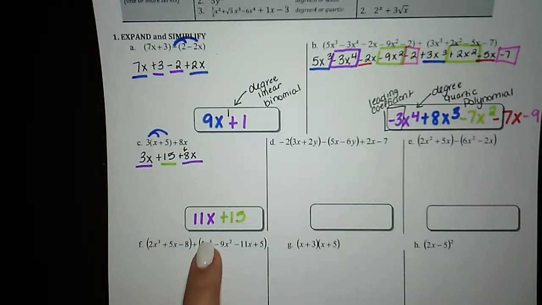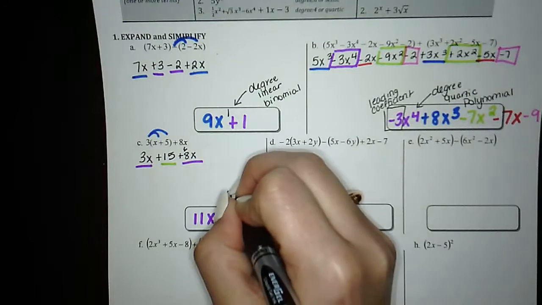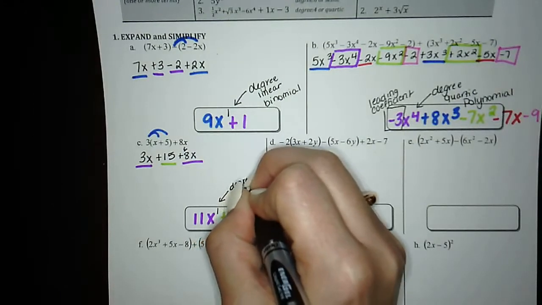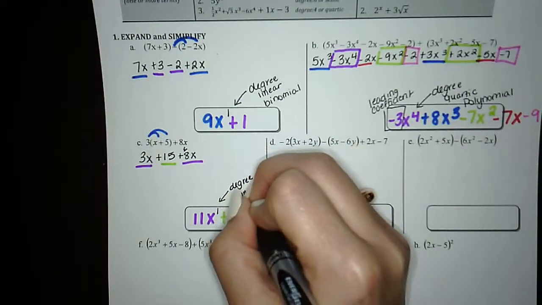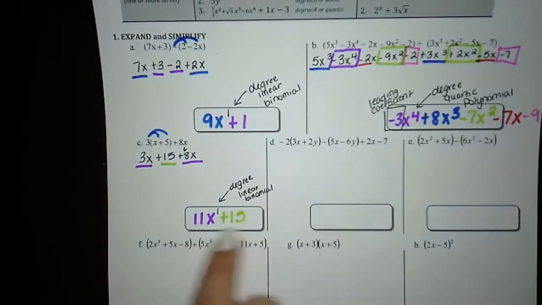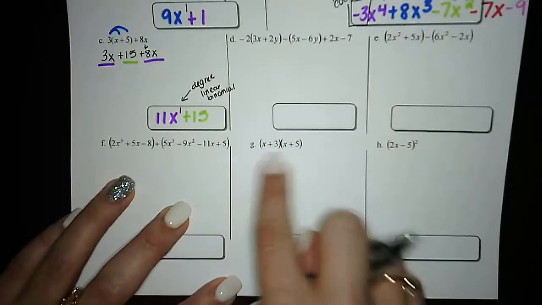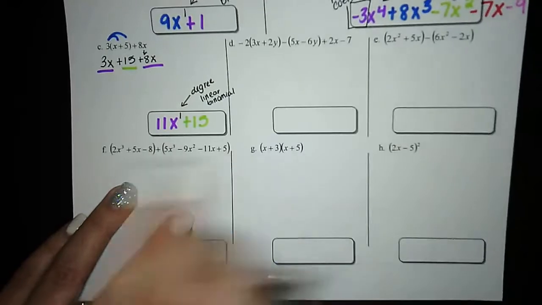Again, this x is raised to the power of 1. So this is a degree. And because it's 1, it's linear. And again, it's a binomial because it has 2 terms. Same thing works for all of this. Let's go on to G. We are going to have to distribute for this one.